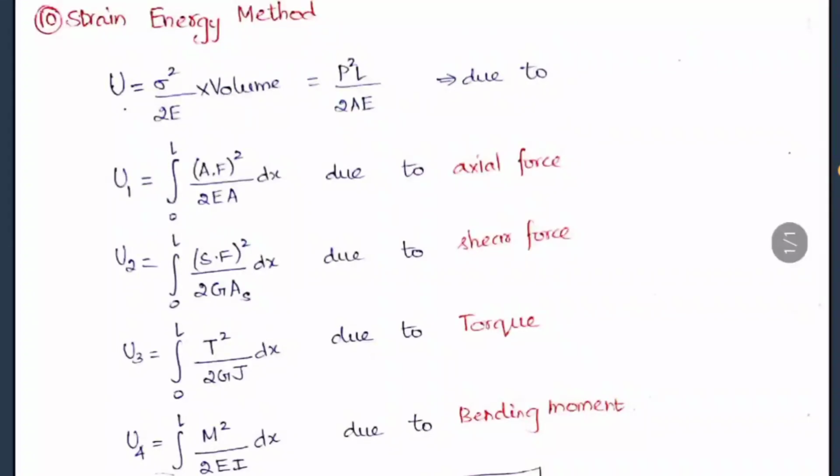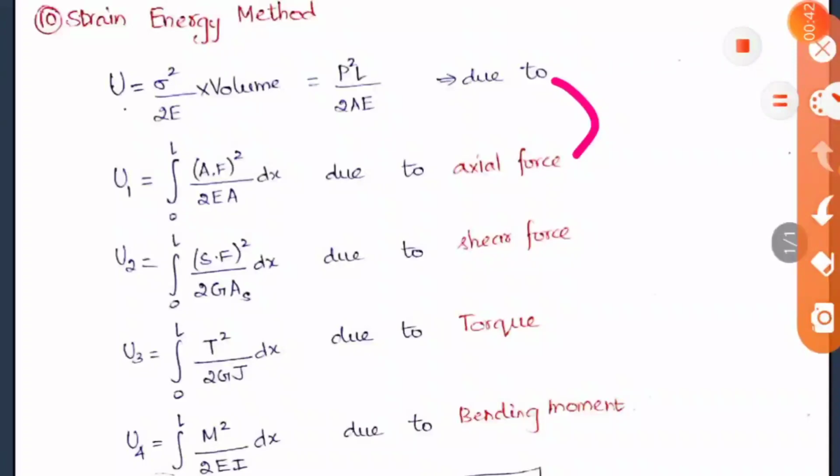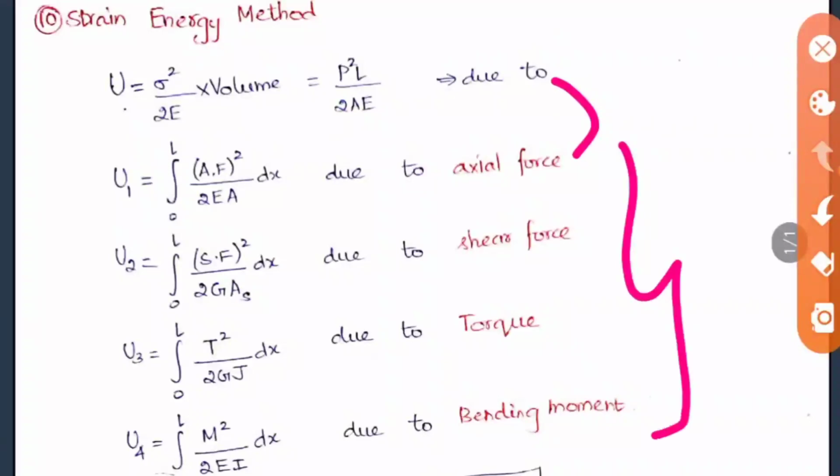When you multiply the volume with this sigma square by 2E, since sigma is load by area, the formula becomes P square L by 2AE. This is due to axial force only. This is a straight formula, but in general they will have these four formulas. This is the main concept of this strain energy method.